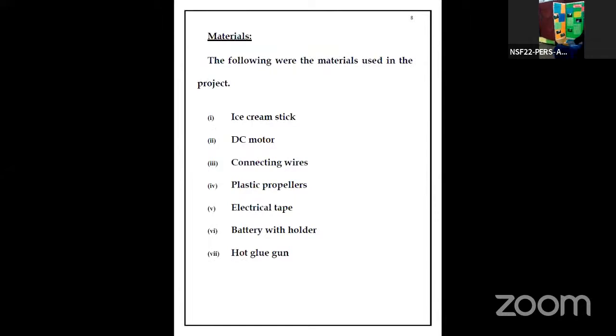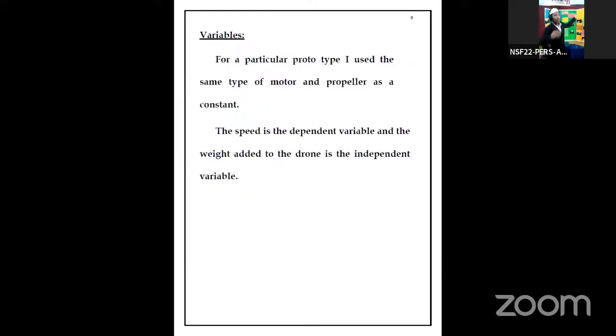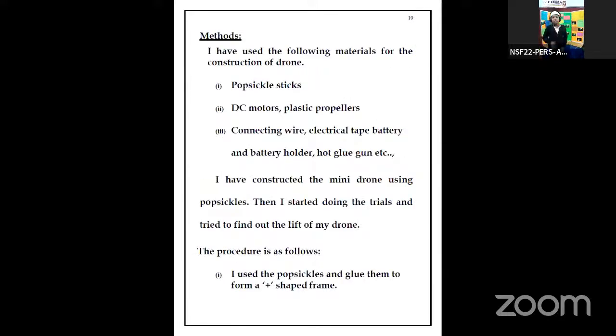The materials required in this project are: ice cream sticks, DC motor, connecting wires, plastic propellers, electric tape, battery with the holder, and a hot glue gun. With that, I have constructed the mini drone using popsicle sticks, and then I started doing the trials and tried to find out the lift of my drone.